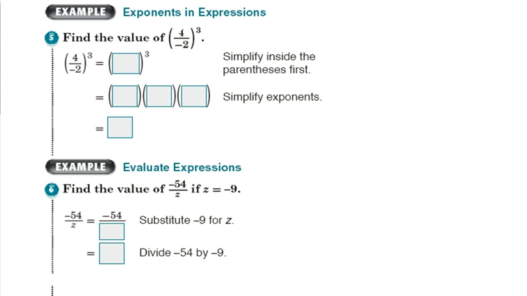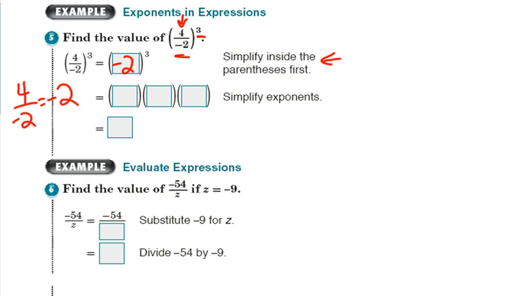It says exponents in expressions. So find the value of 4 over negative 2 to the third power. Third power up here means whatever this is times itself 3 times. So first thing we need to do, order of operations says we have to simplify the inside of the parentheses first. So 4 divided by negative 2 is going to give us a negative 2 because it's a positive divided by a negative. So we put our negative 2 in here.